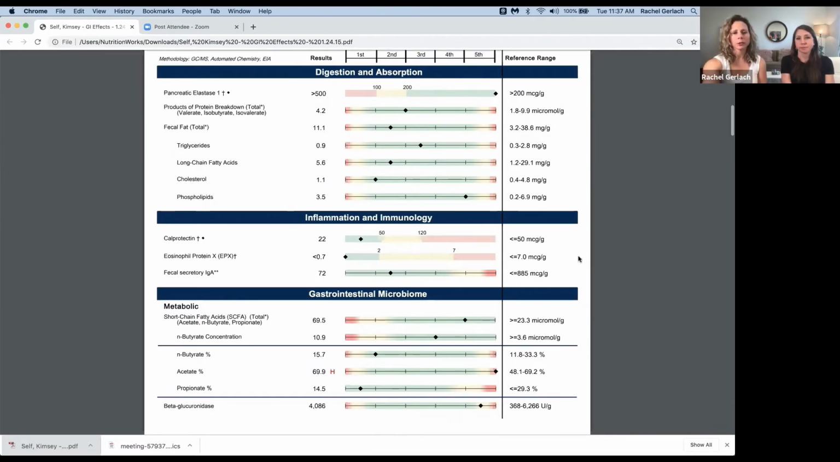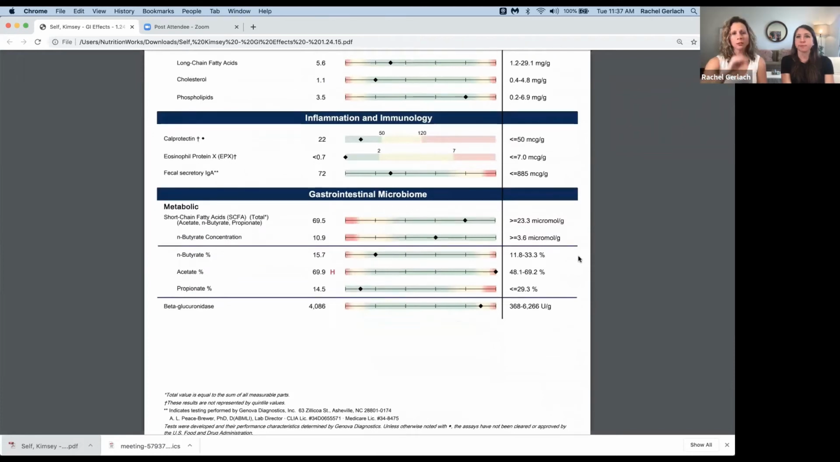Okay, so let's look at the inflammation and immunology of this client. Perfect. So inflammation and immunology, there are 3 different markers as you see here. They're listed in descending order of most severe down to least severe, most specific down to least specific.